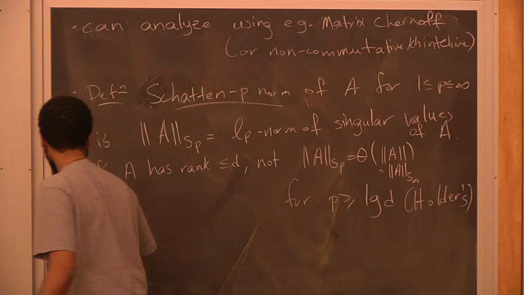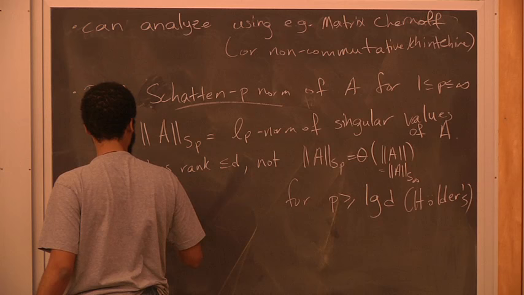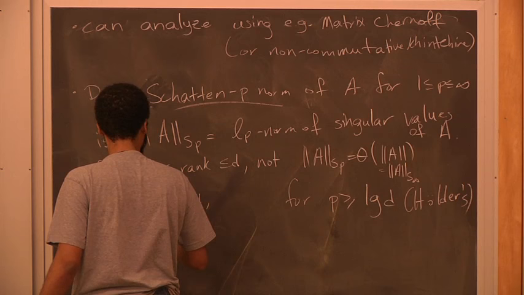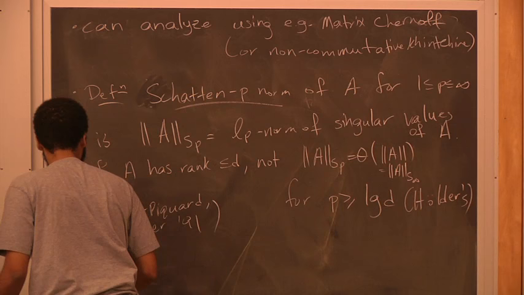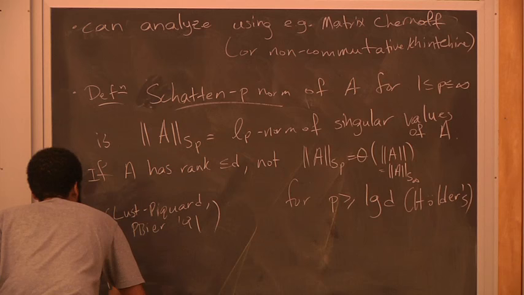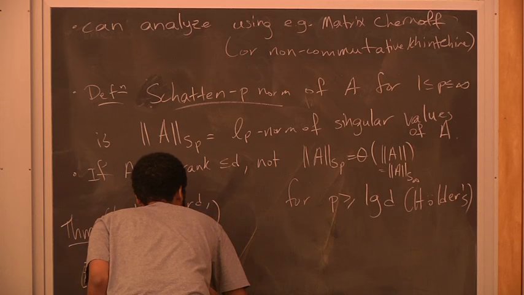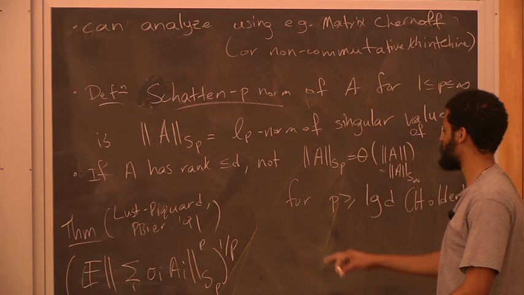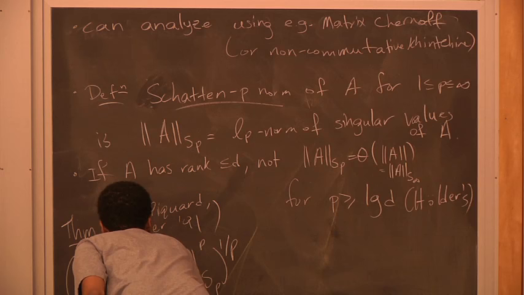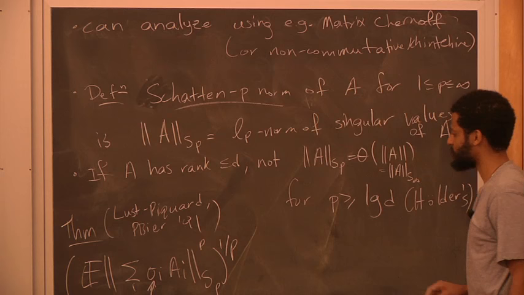And then there's the theorem. This is due to Lust-Piquard and Pisier in '91. This is the non-commutative Khintchine inequality, which says that if you look at the expectation of the sum over i of sigma i Ai, Schatten p norm to the p, to the 1 over p. So this is something like Lp norm for scalars, but now for matrices. And these are Rademachers, so these sigma i's are plus or minus 1. And this is expectation over sigma.